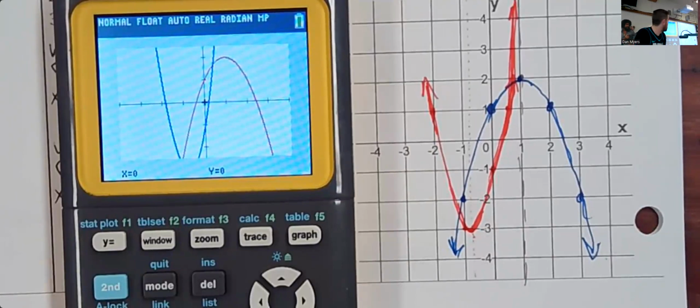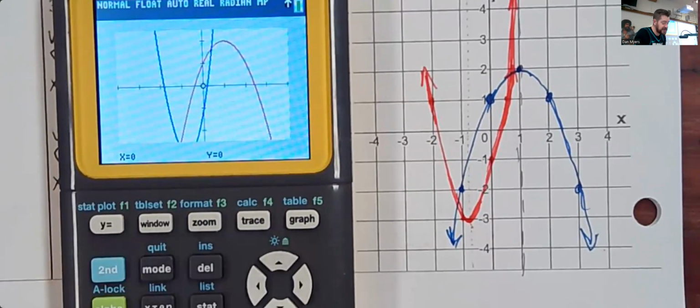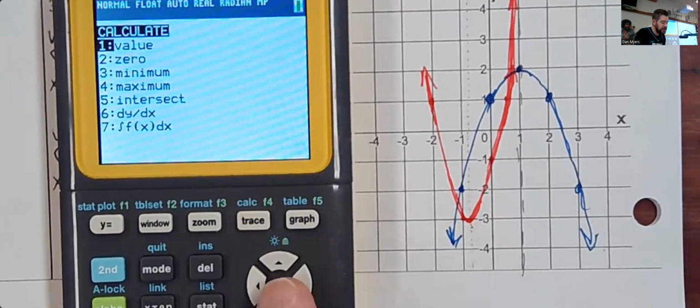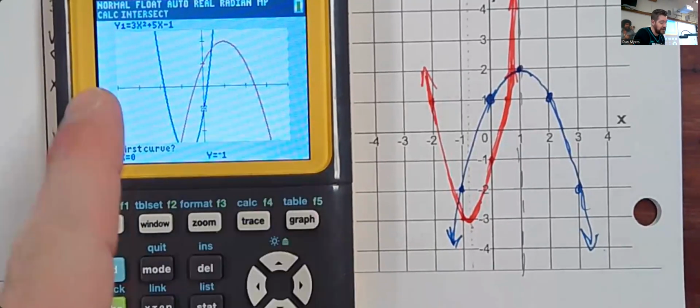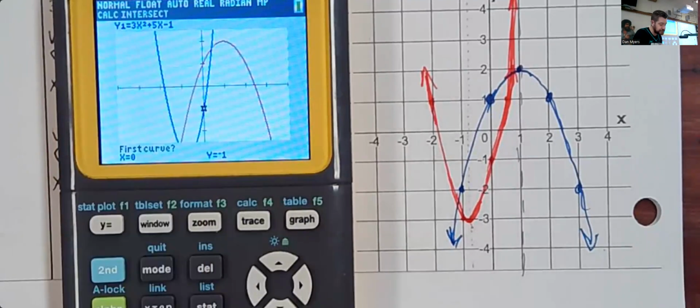So what you want to do now is hit the second button, so hit the blue button, and then go over to where it says trace, hit the button that says trace, and it'll open up a calculation menu. We saw this yesterday a little bit. Head down to option 5, go to intersect, because we're trying to figure out where the two lines intersect. And then you just get to choose between your two lines. So the first line is here at y1. That would be line y1, 3x squared plus 5x minus 1. Hit enter.